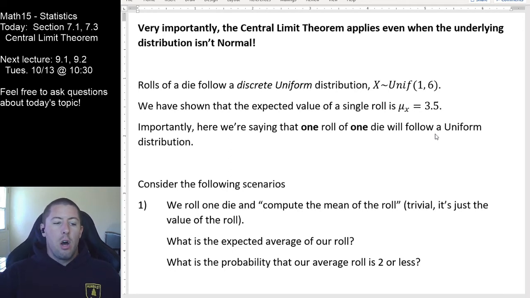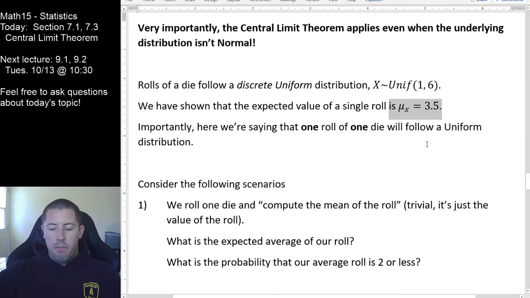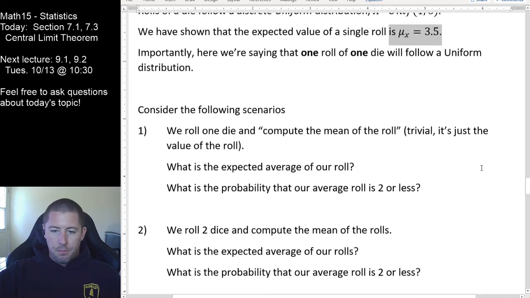We've talked about this many times before: our average roll of a single die is 3.5, right? You never will roll a 3.5, but if you average 1, 2, 3, 4, 5, and 6, which are all equally likely, you get a 3.5. We know that one roll of a die at a time will follow a uniform distribution. One roll is equally likely to be anything 1 through 6.